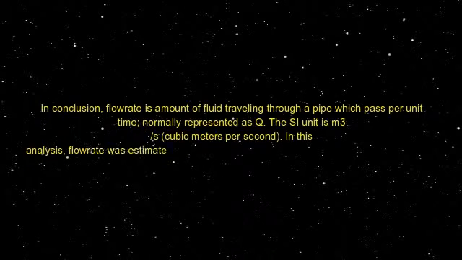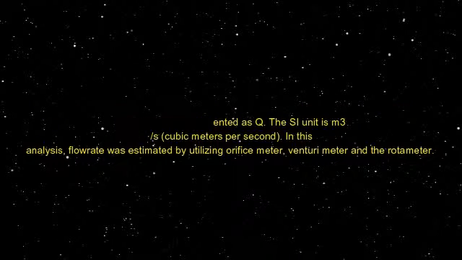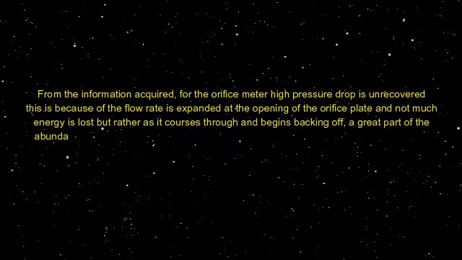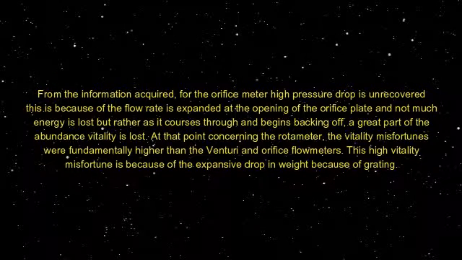In conclusion, flow rate is the amount of fluid traveling through a pipe per unit time, normally represented as Q. The SI unit is meter cubed per second. In this analysis, flow rate was estimated by utilizing the orifice meter, venturimeter, and the rotameter. From the information acquired for the orifice meter, a high pressure drop is unrecovered.